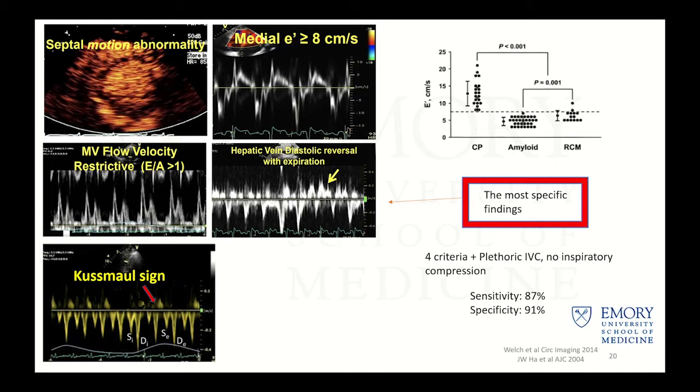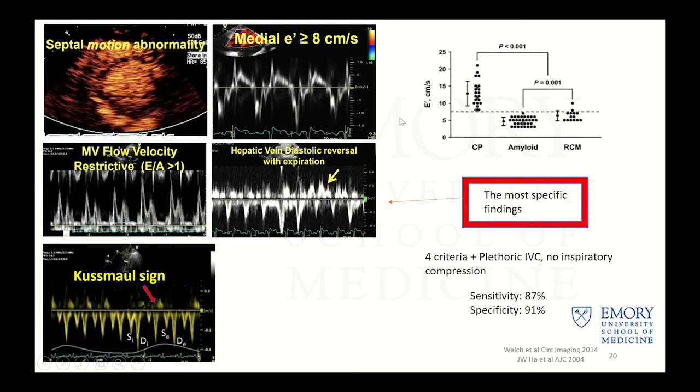I just put in the echo Doppler here on the bottom, just to demonstrate. This is a Doppler from the SVC, just to show you what Kussmaul sign is and how it actually correlates very well with echo and hemodynamic assessment. So this notch right here, during inspiration, you have reversal of flow.